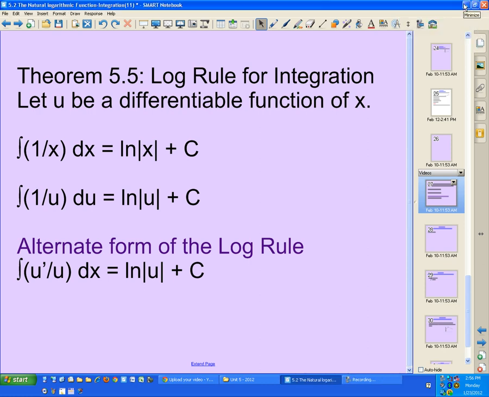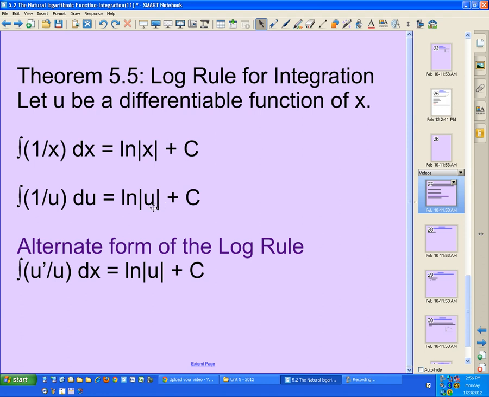This is the natural log function integration, and so here are the rules that we need to know. If we're going to integrate 1 over x, we get the natural log of x, and they use absolute values for the function, and we'll talk about how those appear. And the same thing, if it was some other function, we'd say 1 over that function du turns into the natural log of the function.